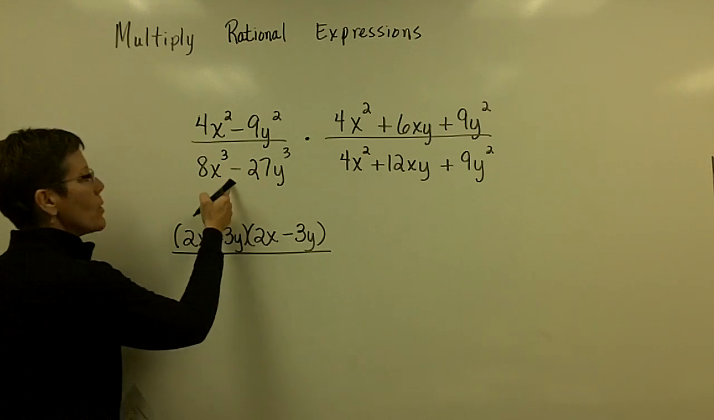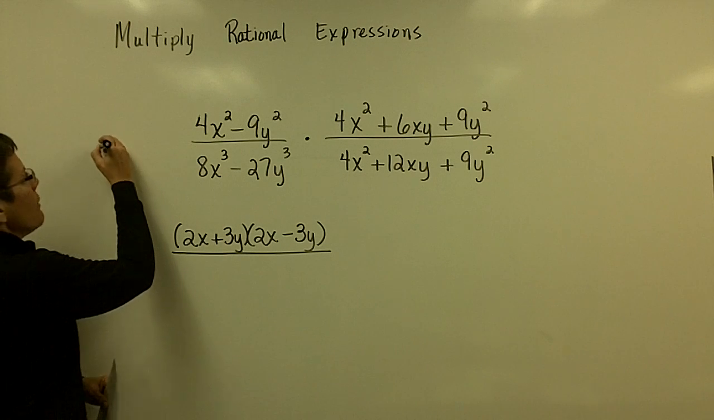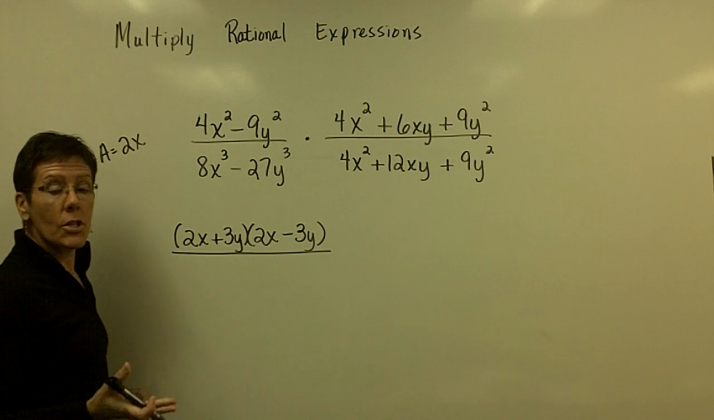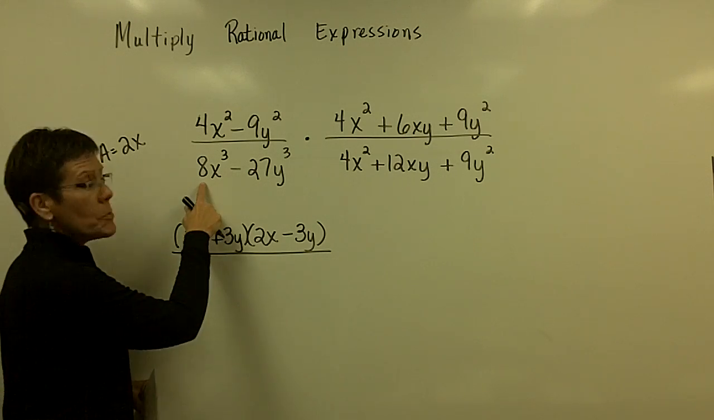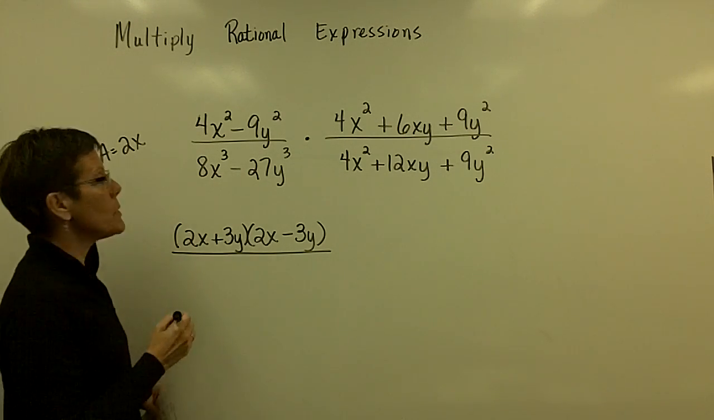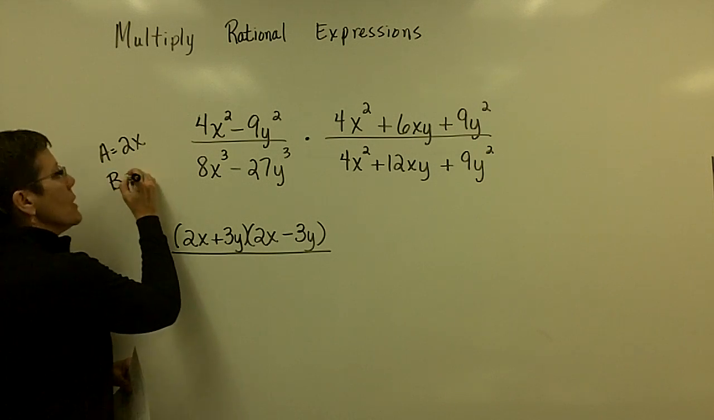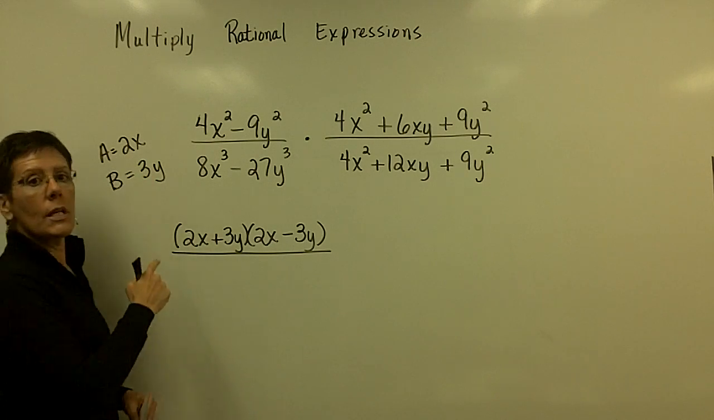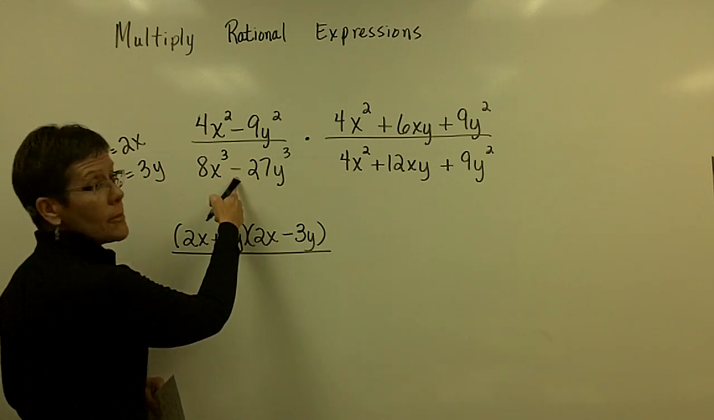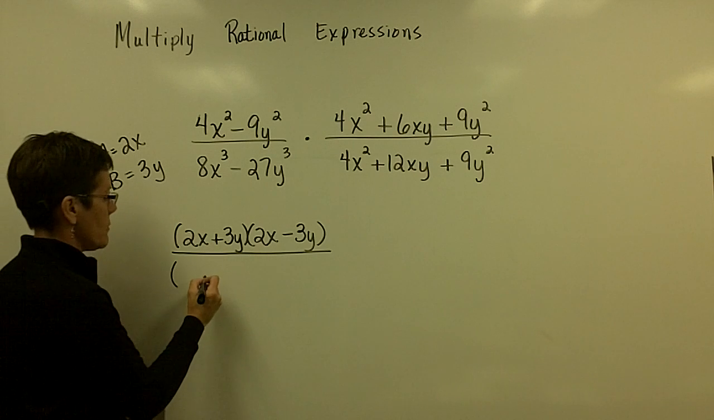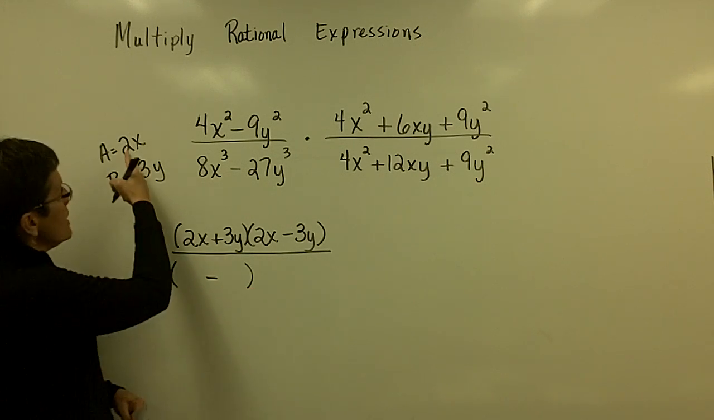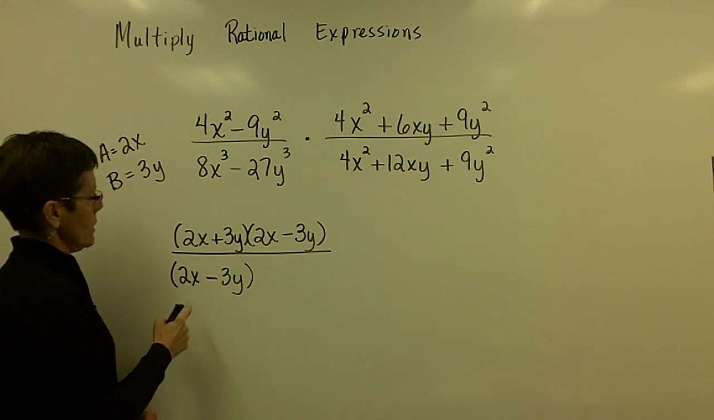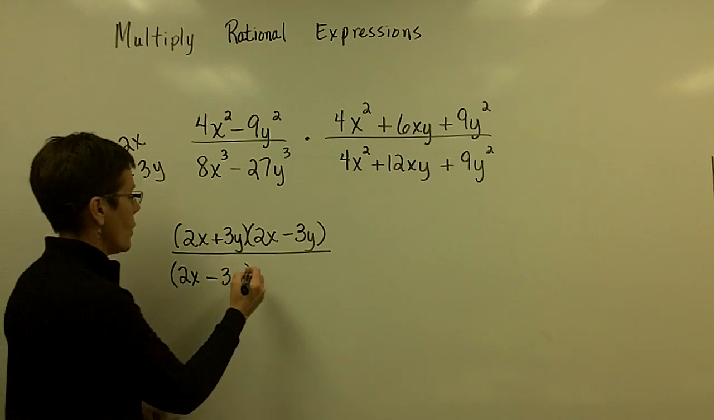In this denominator, when I go to factor this, my a value, when factoring this as a cube, is the term 2x, because the cube root of 8 is 2, and the cube root of x cubed is x. And my b value is 3y. So I'm going to substitute those into the formula for a difference of cubes. So that means that I have to have a minus sign in my binomial, and it's the a value minus my b value. Darn, not the same, oh well.